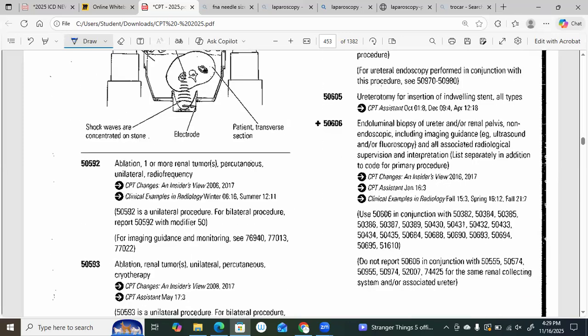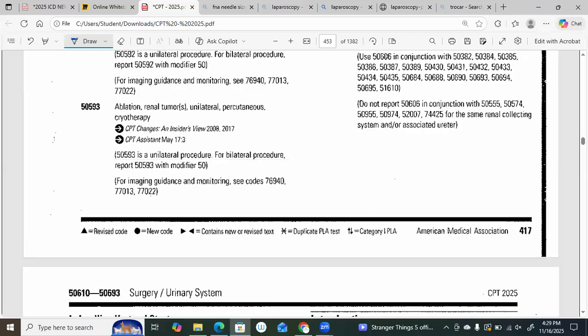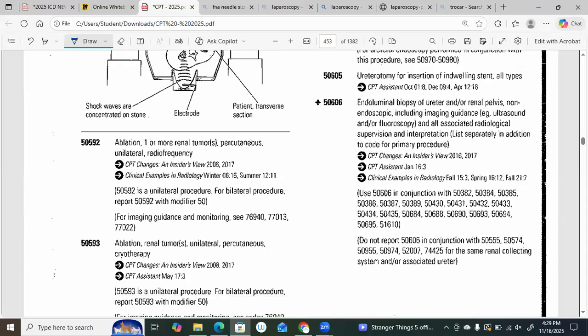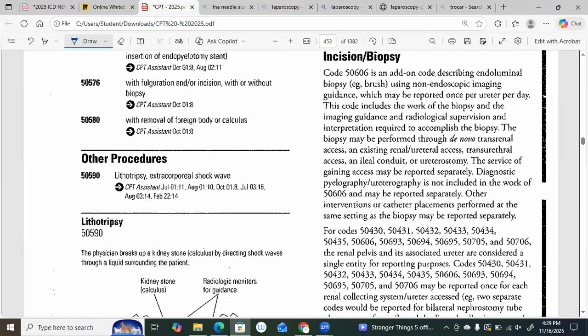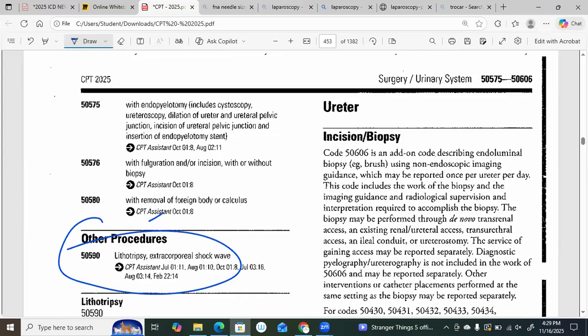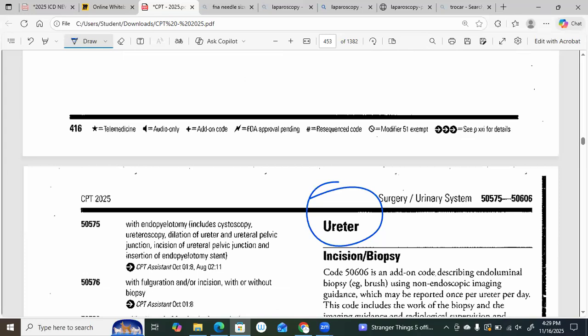We just have one code for the lithotripsy, 50590. Next section, ureter. Codes begin from series 50600 to 50980.